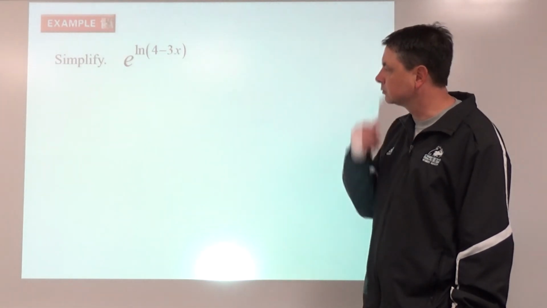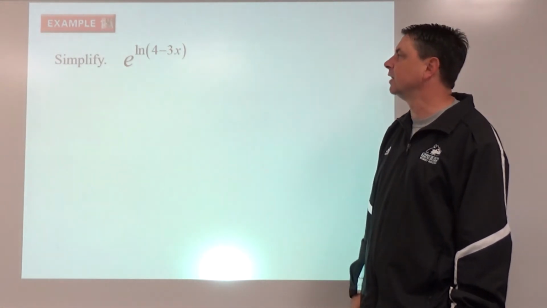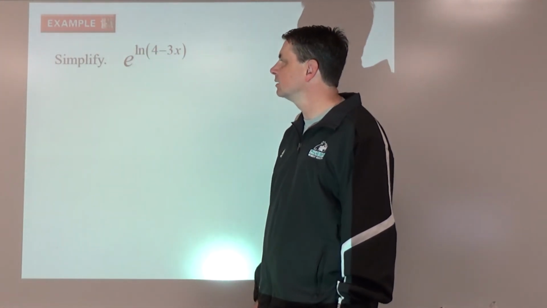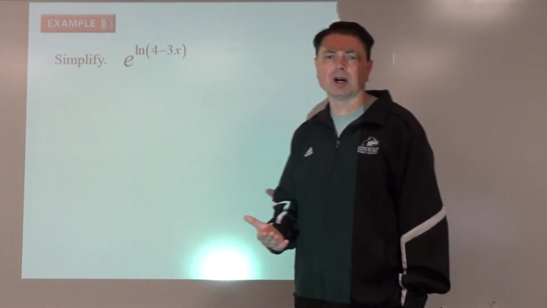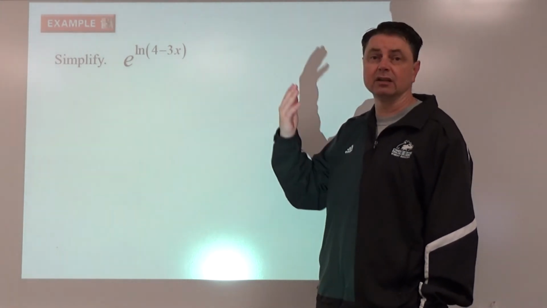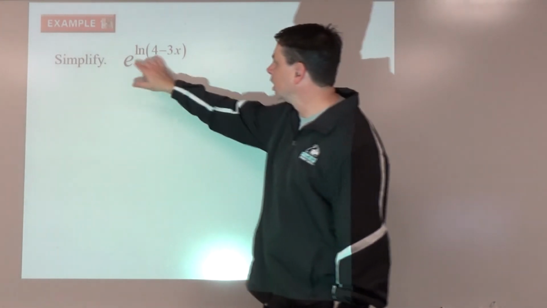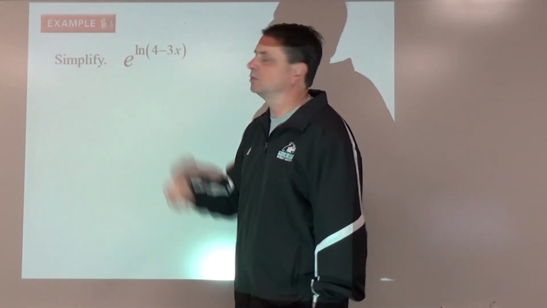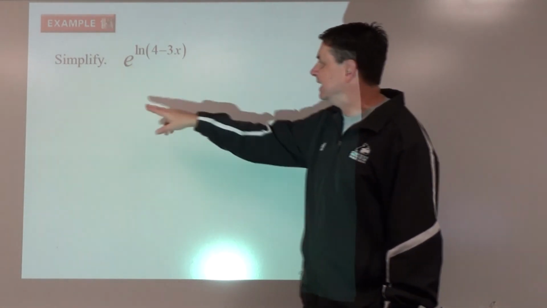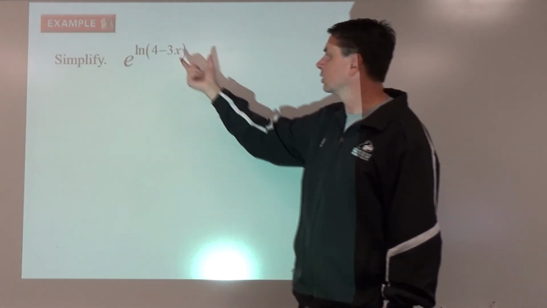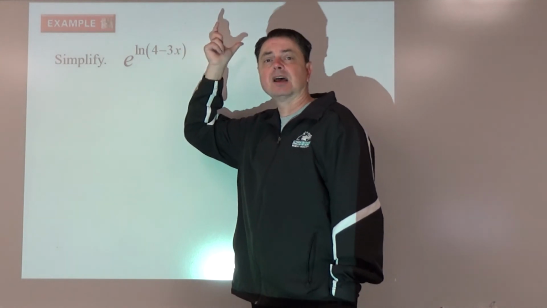Finish with an example, simplify: e to the natural log of 4 minus 3x. From our log properties, actually not from the 3.3 lesson, but from the 3.2 lesson, we have this being an inverse property. e to the power of natural log, those are inverses and they're going to cancel each other out. We're going to get 4 minus 3x.